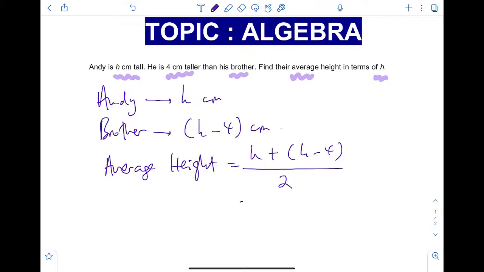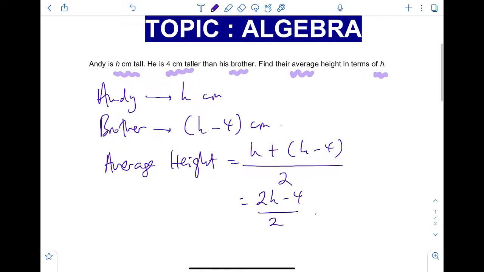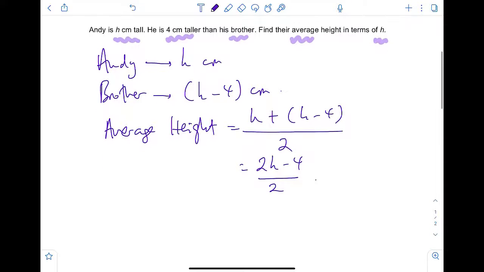Alright, so you'll have h plus h, that will be 2h minus 4, over 2. Final answer: (2h minus 4) divided by 2.